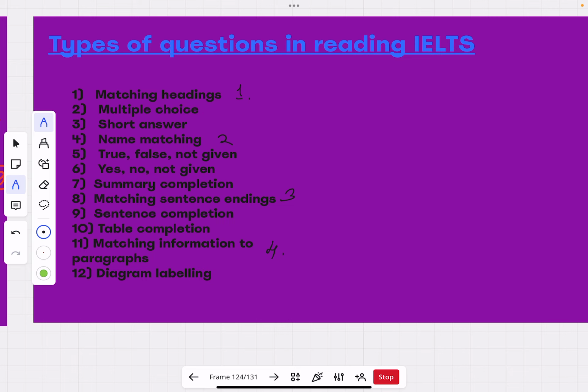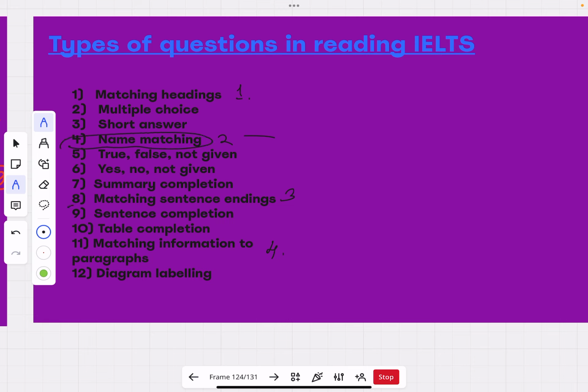So the matching names, as it says in its name, there will be several people like Anelia, Nurdana, and Asem. Who said what? You need to find who said what. So is it Asem who said that? It means the first question's answer is Asem. It's easy. That's the names, just matching the names.